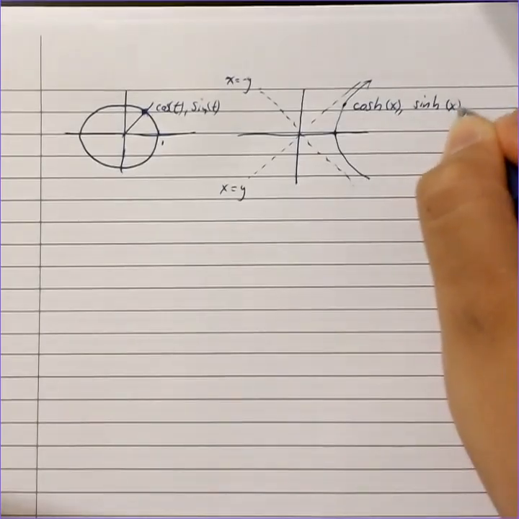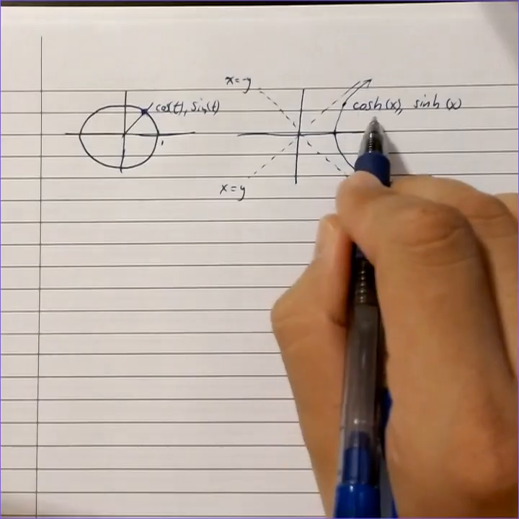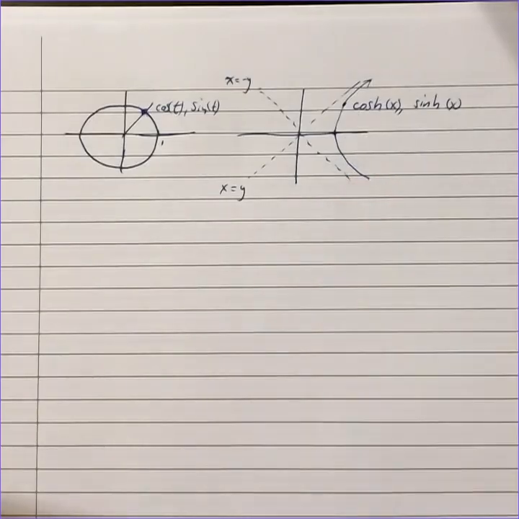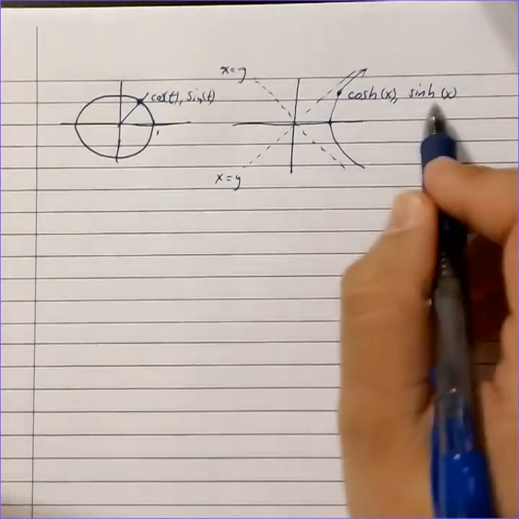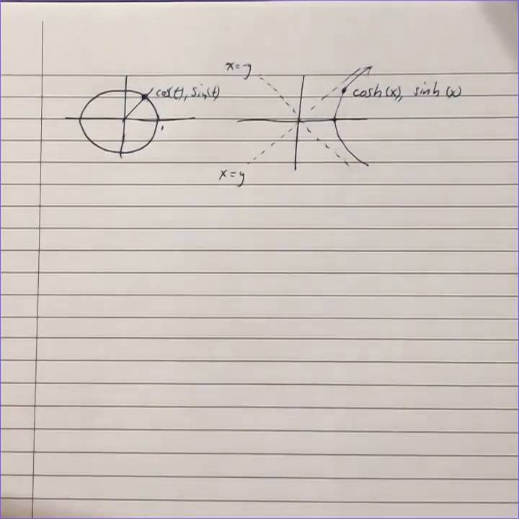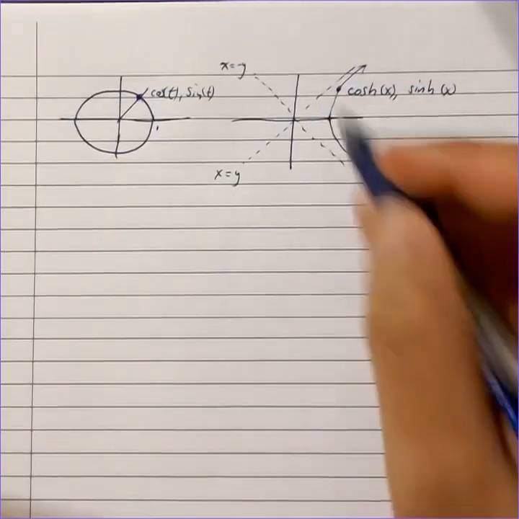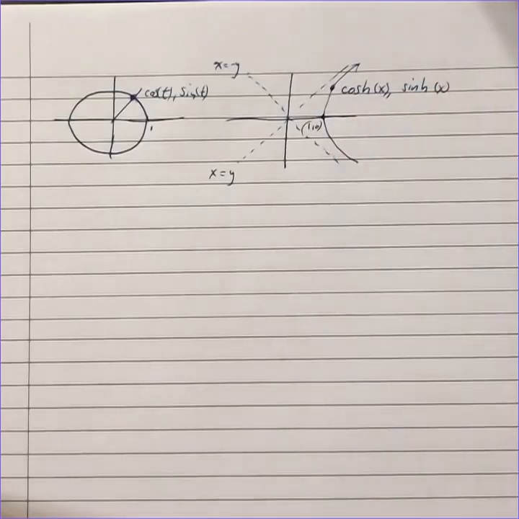pronounced sinh. Yes, I know there's no C there. That's just the way it's pronounced. Cosh and sinh of x. Right? So we have that these functions are defined as points along this hyperbola, which is asymptotic to these lines and which passes through the point 1, 0.